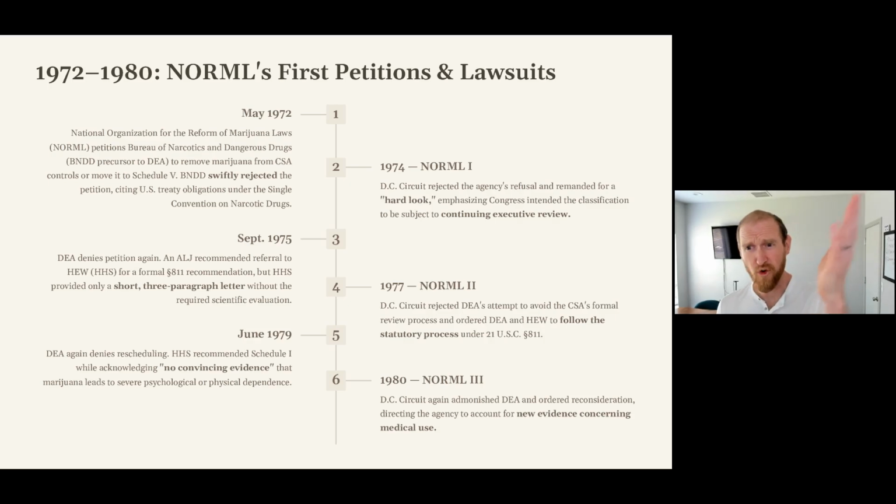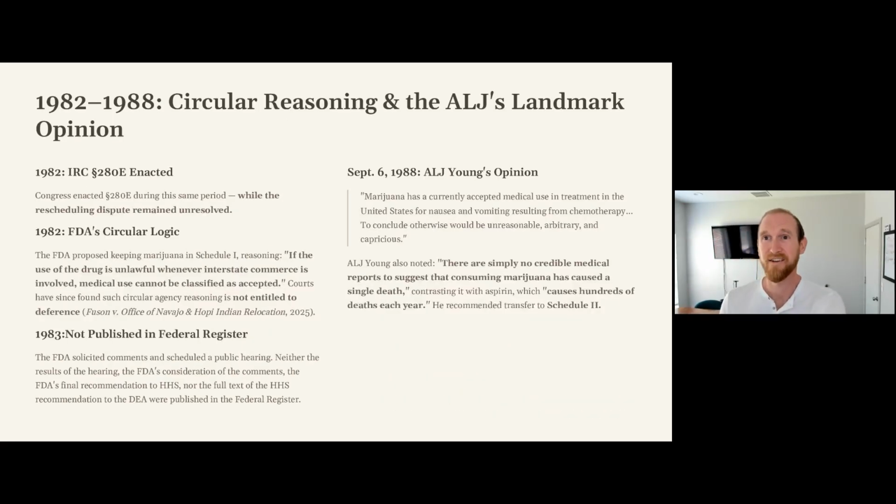So NORML sues again. And then the DC court again admonished the DEA and ordered reconsideration, specifically directing the agency to take into account new evidence concerning medical use. So then, April 22nd, 1981, the DEA refers the petition back to the HHS. This began another review cycle after the third lawsuit.